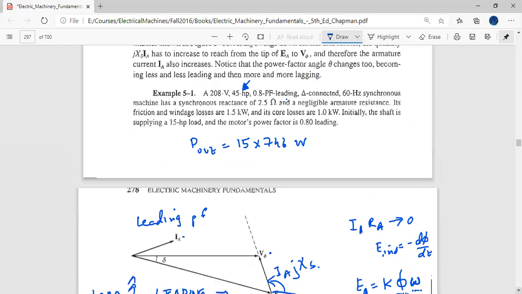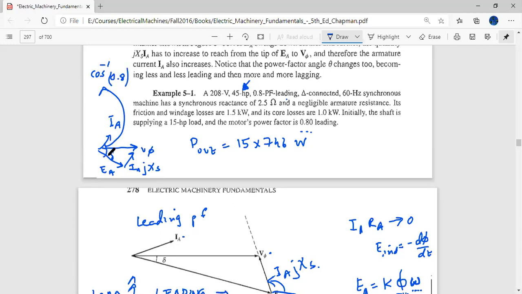So if you want to sketch the phasor diagram of this motor without any quantities, because you have not calculated anything, the phasor diagram would look like this. V phase is always taken with a zero angle, and I know IA is leading this. So that means EA will look like this and IA jXS will look like this. I have already sketched it, and this angle is called tau, and this angle is 0.8 leading. So this angle will be equal to cos inverse of 0.8.